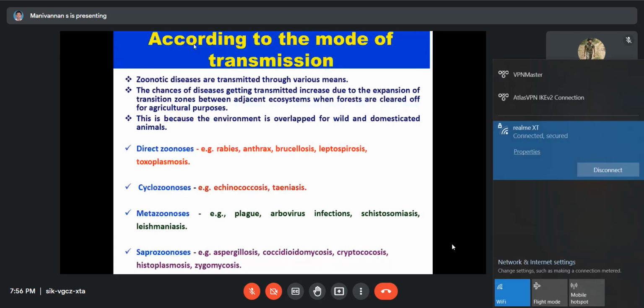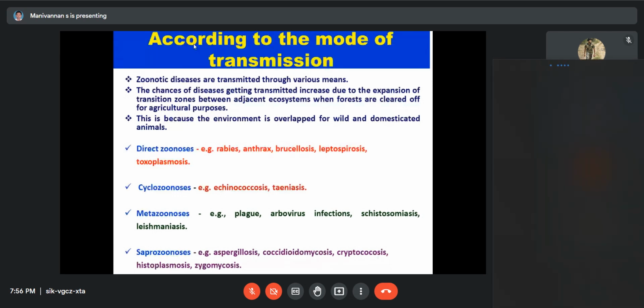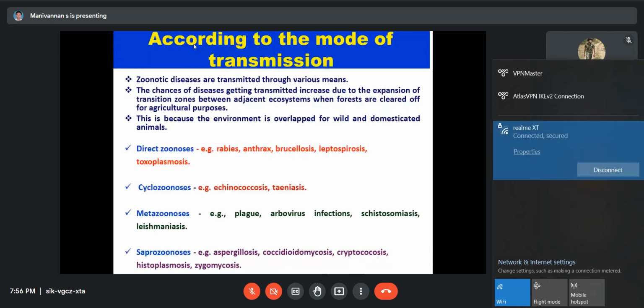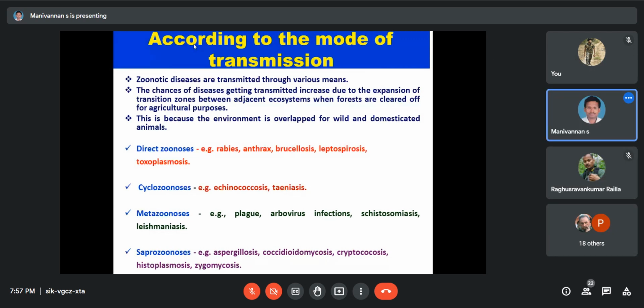The second category is vector-based. For example, the pathogen can be transmitted by a vector. Dengue is present in some parts of India. Dengue is now spreading. What spreads the dengue? Mosquitoes, sir. The vector-borne disease or the arthropod-borne disease. Okay. Mode of transmission: direct to vector-based zoonosis.